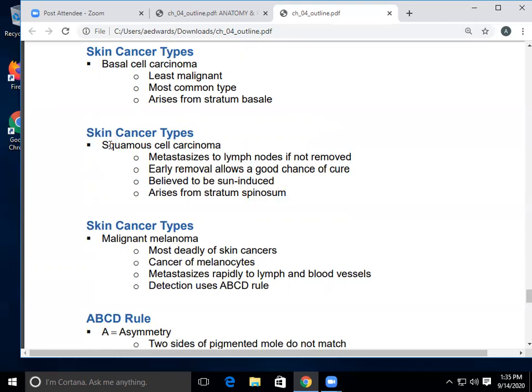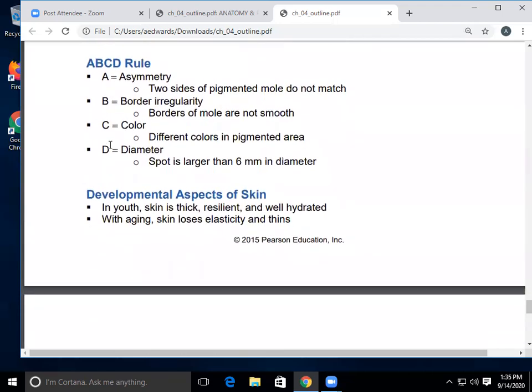Okay. And detecting them uses what we call the ABCD rule. So A stands for asymmetry. So if you have a mole on the skin and it's asymmetric, okay, that's one thing to look for. Okay, if the borders of that mole are not smooth, that's B. C stands for color. So if you have different colors in the area where you have that mole or pigmented area, that's another sign. D is for diameter. So if the spot gets bigger than 6 millimeters, that's another thing you need to check for.